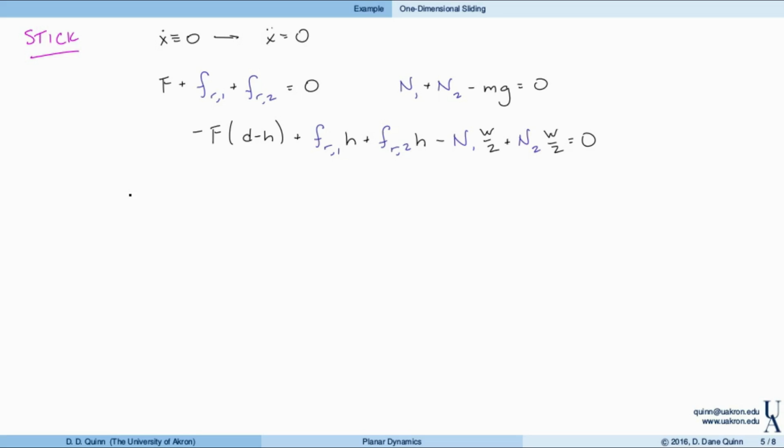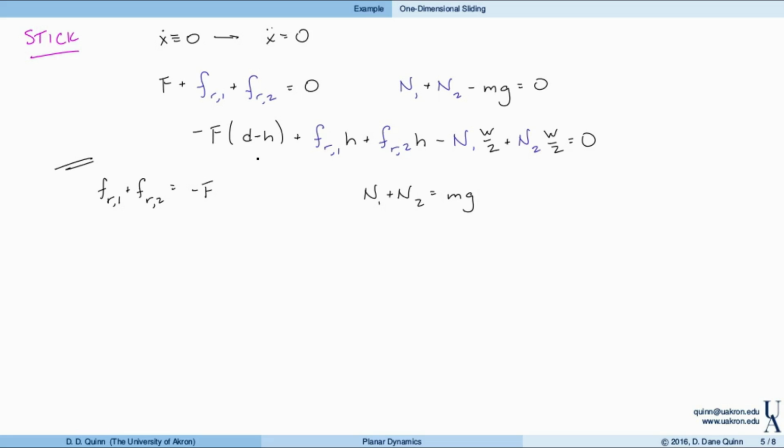So in looking at that, we see that Fr1 plus Fr2 equals minus F. So this is the net frictional force, and it has to balance out the applied load. Again, there's no motion, right? So the forces have to balance. And really what we're saying here is that the total friction force balances out the applied load, which totally makes sense. So then if I look at these other two equations, I have N1 plus N2 equals mg.